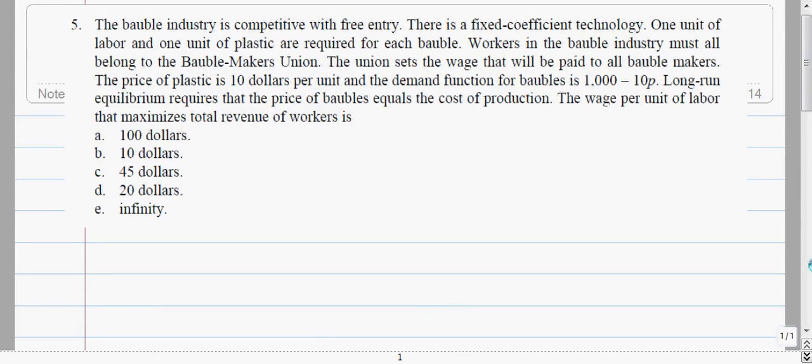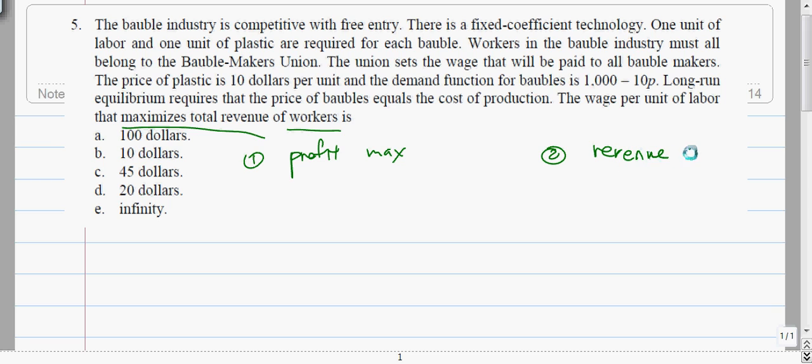So there are two levels of monopolies here. The firm is maximizing profit, and the worker is maximizing their revenue as well. So we need to divide this problem into two parts. First is profit maximization, and second is the revenue maximization. So we should probably do this one first.